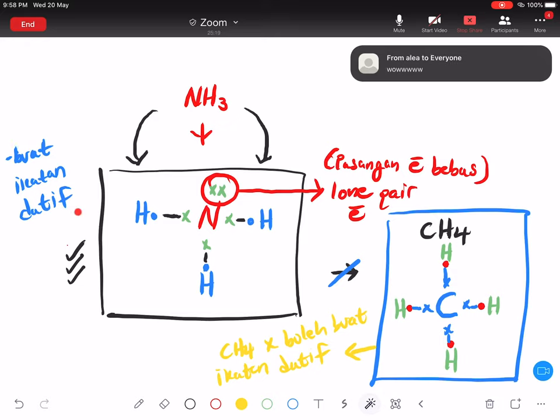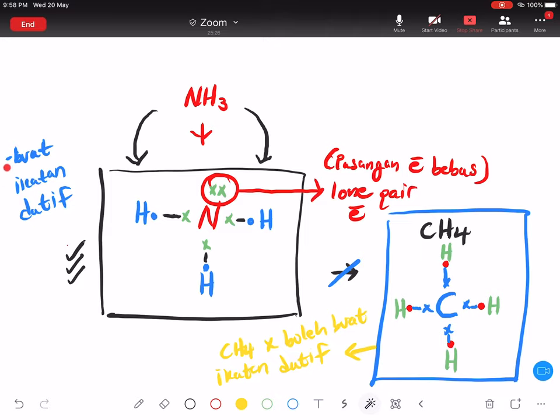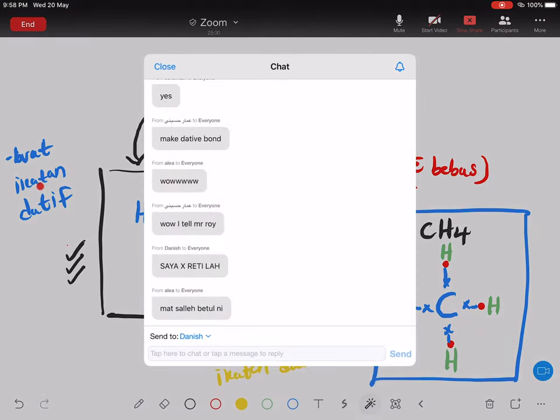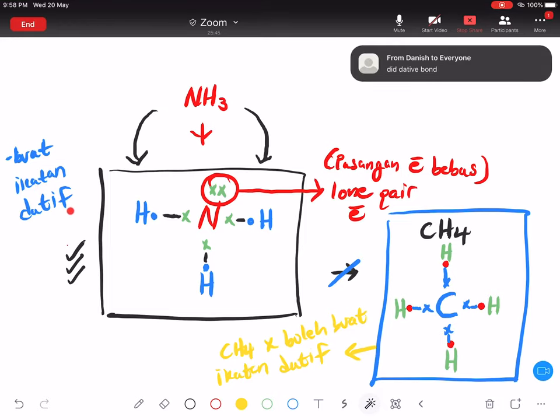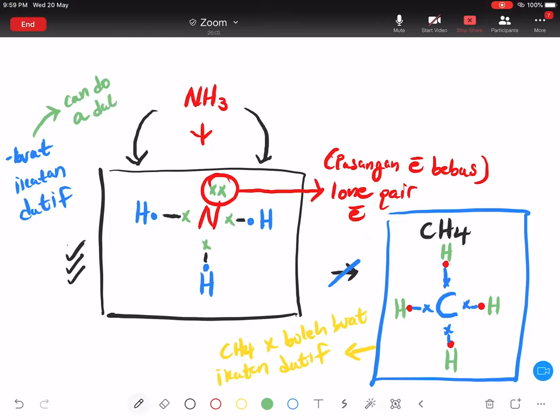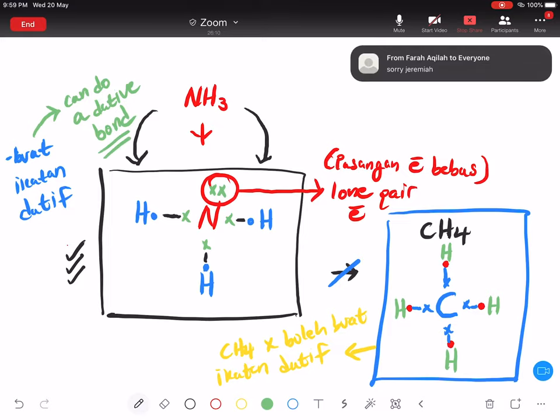Siapa pandai ya? Tu dia Alia dah masuk ya. Very good. Okay, listen. Jeremiah, this is a very simple Malay. Buat ikatan datif, therefore, can do a dative bond. Can make a dative bond. Can make or can do a dative bond.